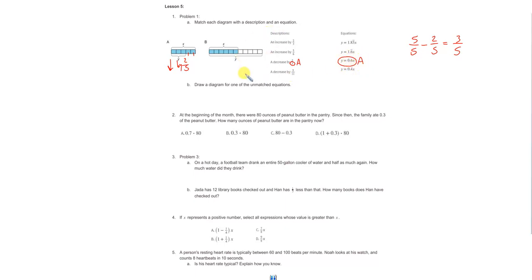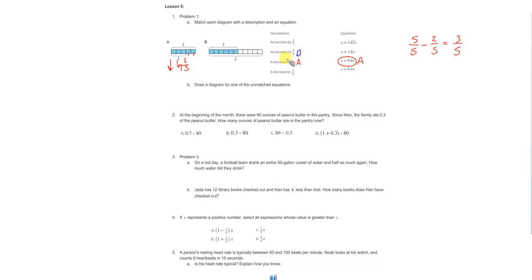Alright, let's do the same thing for B real quick. I'll do that with a different color. So x has been split up into 1, 2, 3, 4, 5, 6 this time. So that leans me toward this. Does it look like we've gone up by 5 of those 6? 1, 2, 3, 4, 5. Yes, it does. So that's an easy match for us.